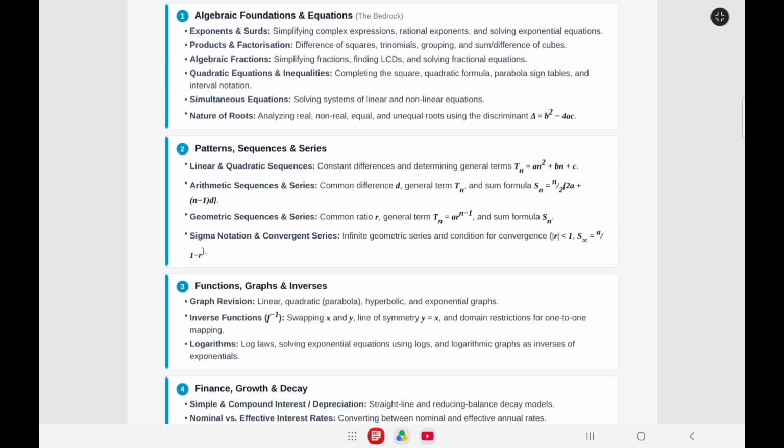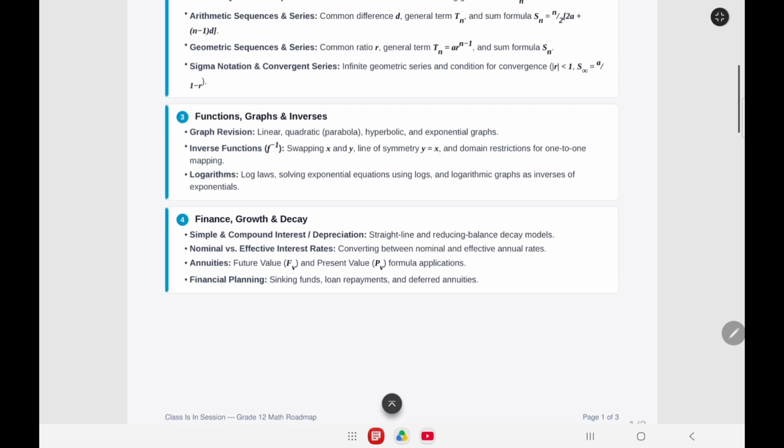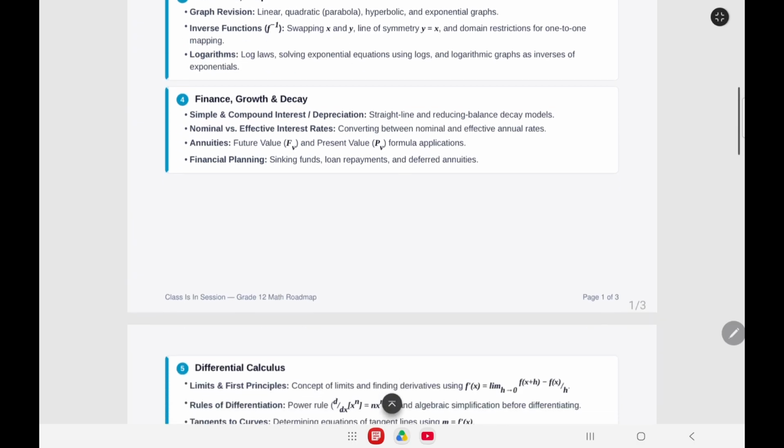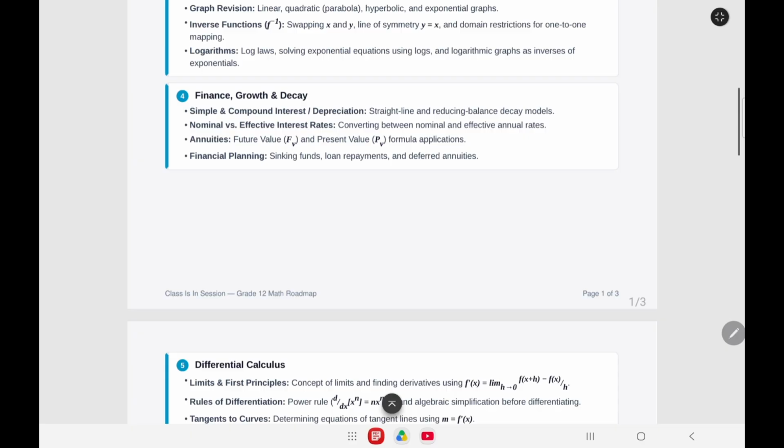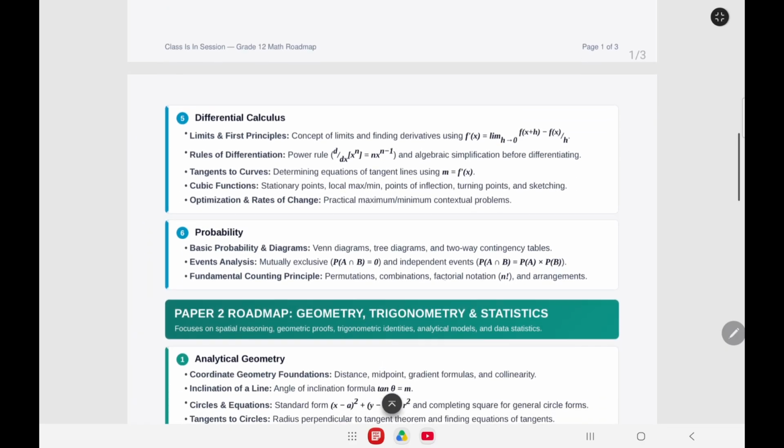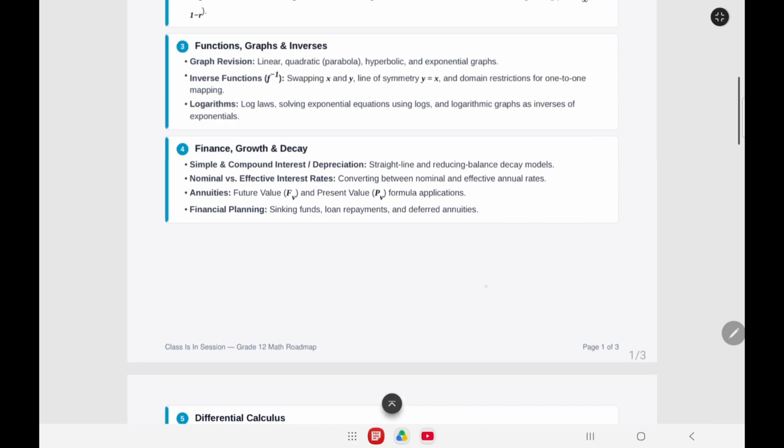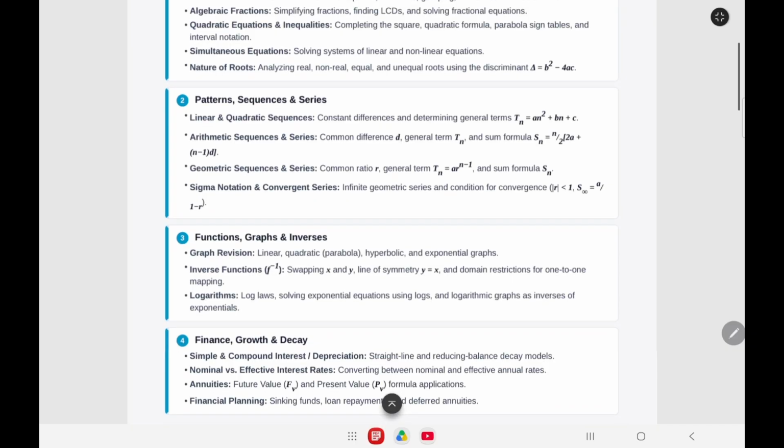You also have quadratic equations and inequalities, simultaneous equations, as well as nature of roots. After algebra, you have to go to pattern series and sequences, okay? From there, you can go to functions, graphs, as well as inverses, and then go to finance, growth and decay, differential calculus, as well as probability. This is the best way in which you can study for your question paper.